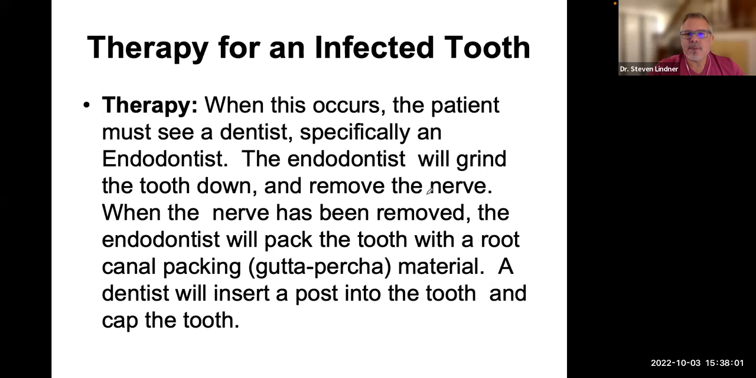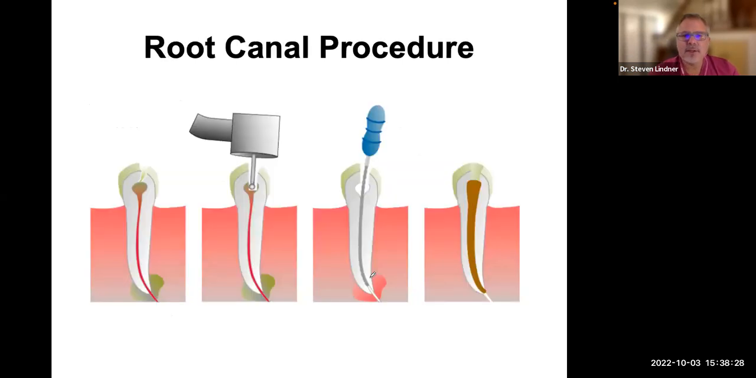So the root canal is typically done by a type of dentist that's called an endodontist, and they'll grind down the tooth, remove the blood vessels, remove the nerve, and when the nerve has been removed, the endodontist will pack the tooth with canal packing material called gutta percha, and then the dentist will insert a post in the tooth and then eventually a cap to cap it off. So this is the root canal procedure.